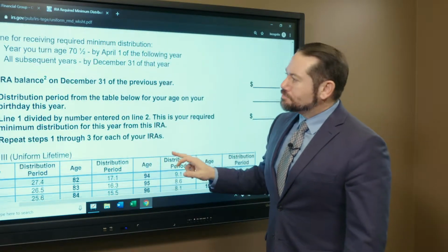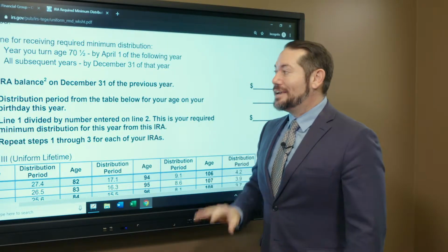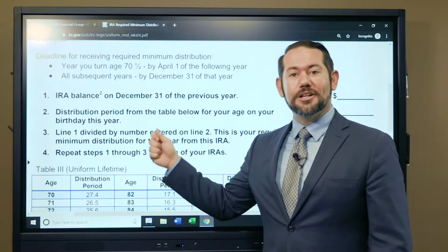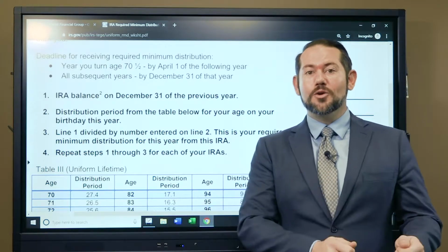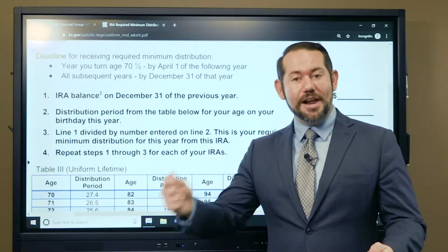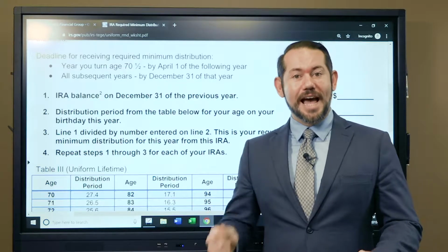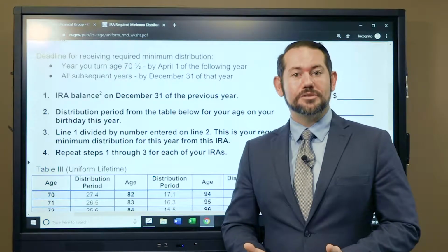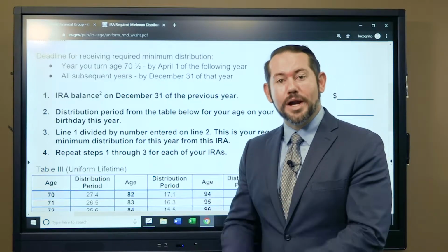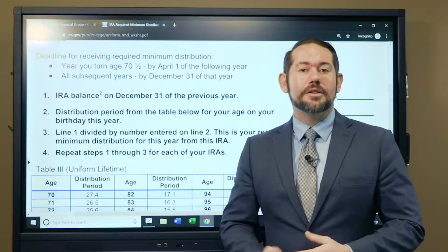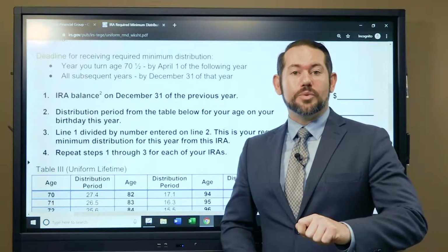Now, the IRS has what's called an aggregation rule. The aggregation rule simply says we have to do this calculation for each of the IRAs that we own, but we do not have to go into each IRA and take that RMD from that specific account. We can aggregate all of our required minimum distributions and choose to take it out of one account or maybe 2 accounts, or if you want, you can take it out of each one. There's a strategy behind that that we talk to our clients about.